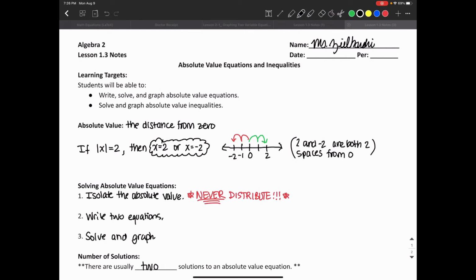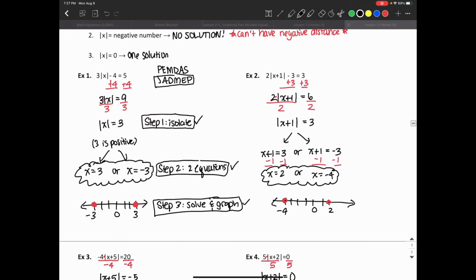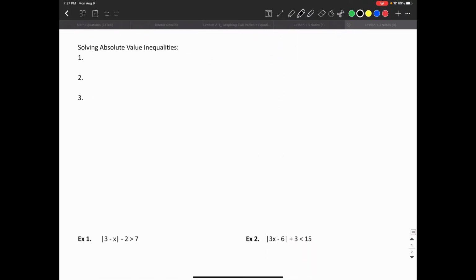In this video, I'm going to talk about absolute value inequalities. The learning target for this video is students will be able to solve and graph absolute value inequalities. So we're going to talk about inequalities instead of equations.